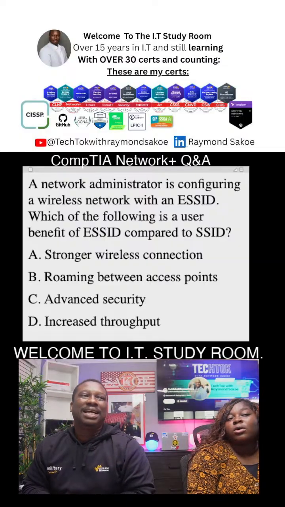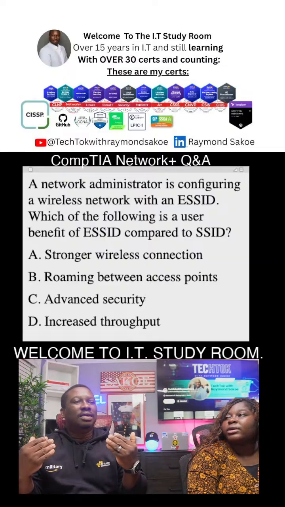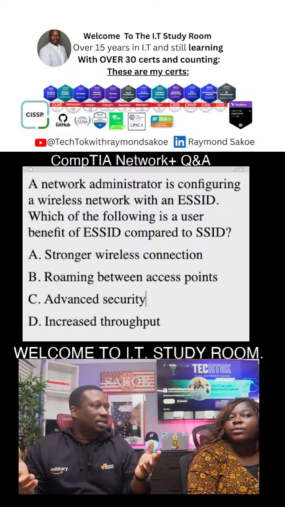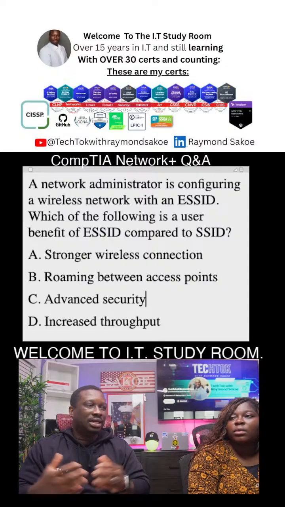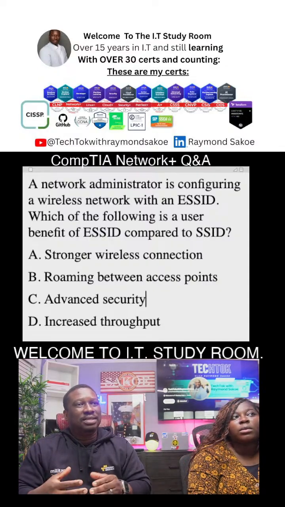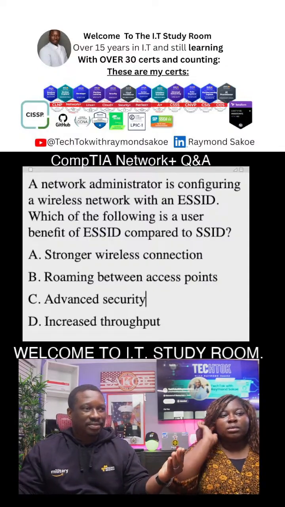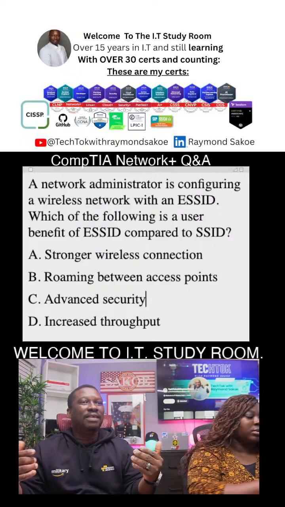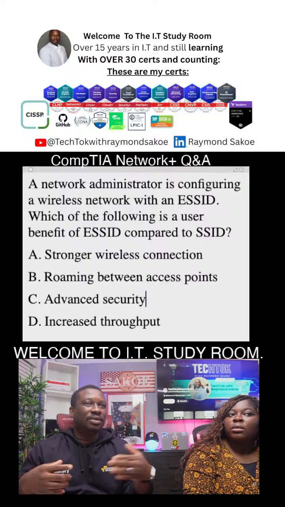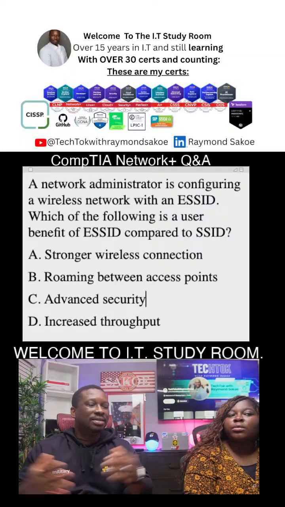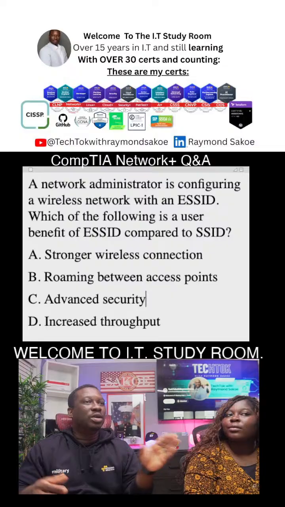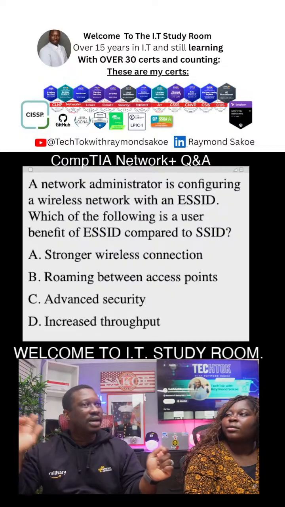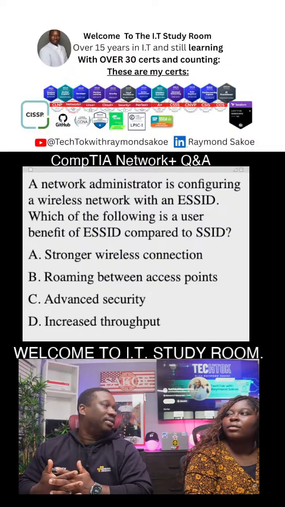Extended service set identifier. So if you have multiple routers, especially if you work in an organization or a hospital, you realize that usually it's a big area. Wireless access points have their limitations, or distance limitation. So if you have a place that is huge, you might have multiple wireless access points to cover the whole entire area.